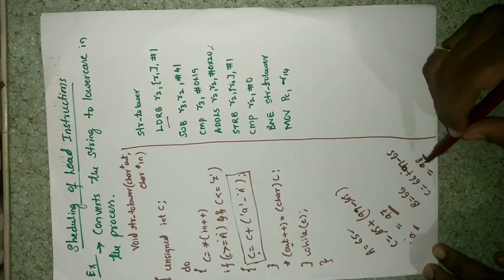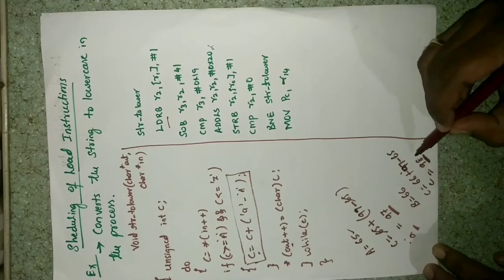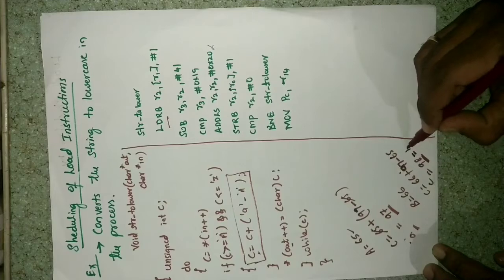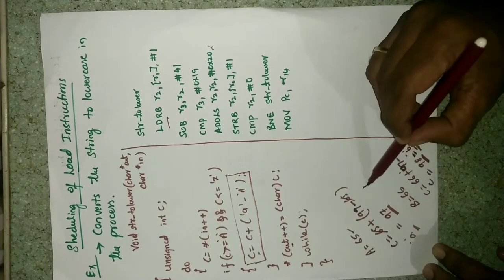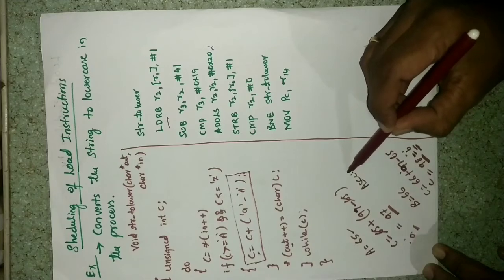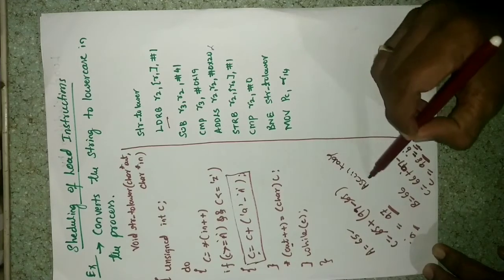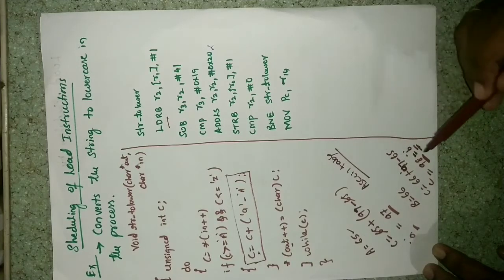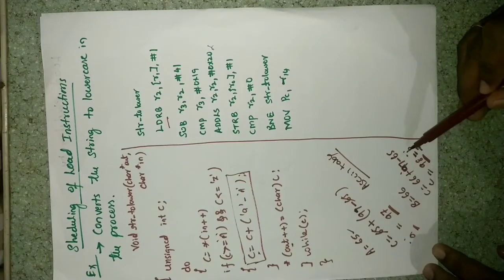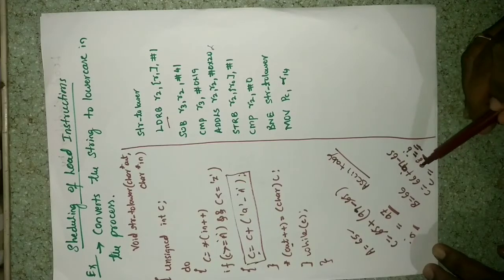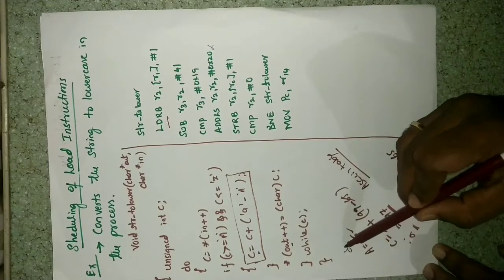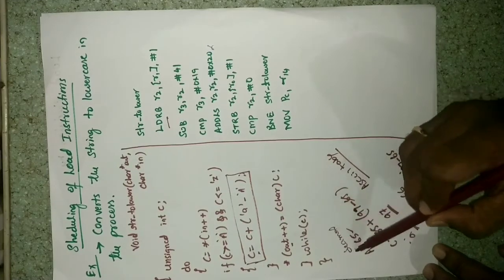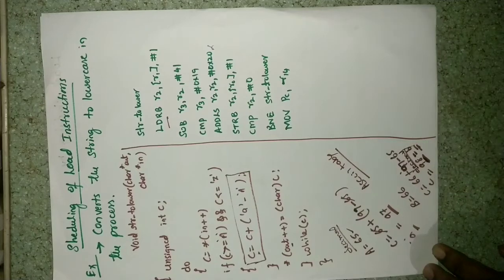So 98 is the ASCII value of the small letter b. You can check the ASCII table. We can observe that for small letter b, the ASCII value is 98. That is in decimal. So I took decimal for the explanation of this C program.